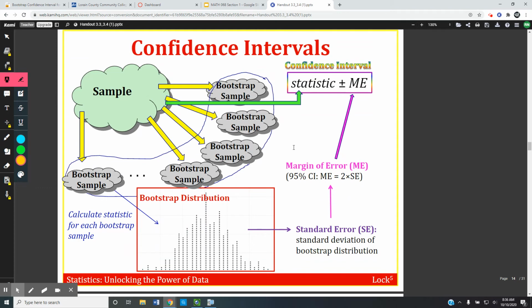So here's a nice big picture. We go to a sample and we pull out many bootstrap samples. We take those many bootstrap samples and put them into a big distribution chart, running thousands of times. From there, we calculate a standard error because we see that standard error calculation in the bootstrap distribution. From there, we take the 95% CI calculation, which means the margin of error equals 2 times the standard error. Now that we know the margin of error, we take the original statistic and add or subtract the margin of error. This will give me the confidence interval level.